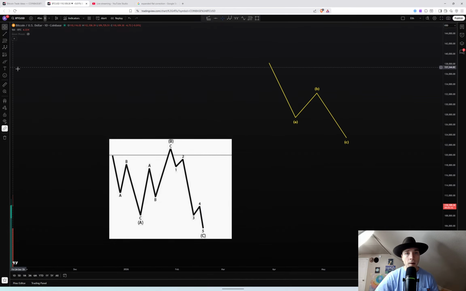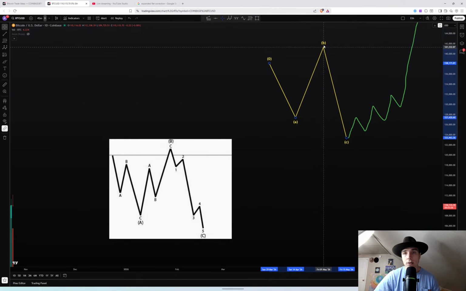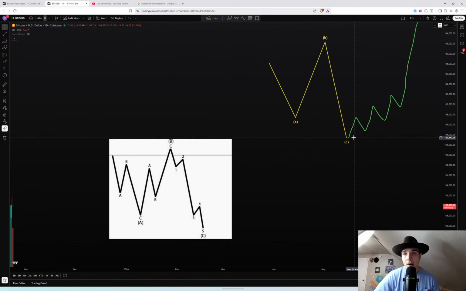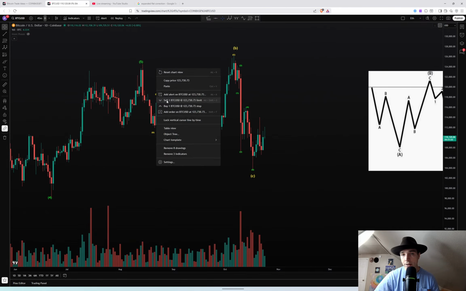You're looking for a bullish reversal at the bottom of that ABC zigzag. With an expanded flat, you're also looking for a bullish reversal at the bottom of an expanded flat correction. So that's my view on Bitcoin. We formed an expanded flat correction here.